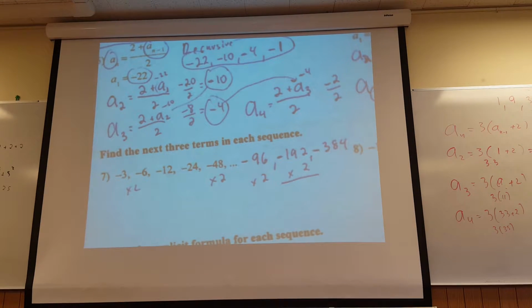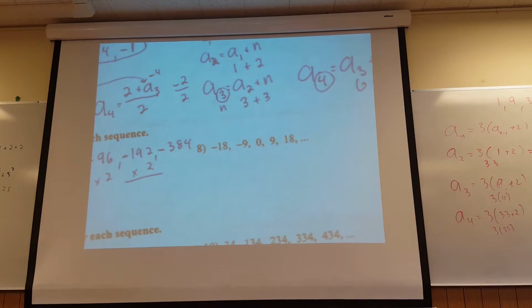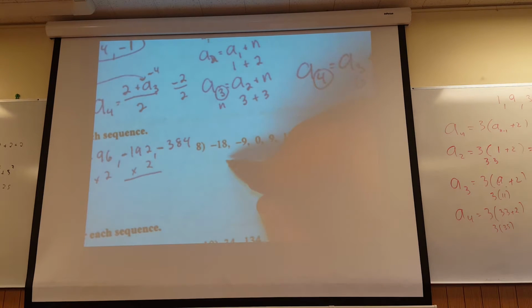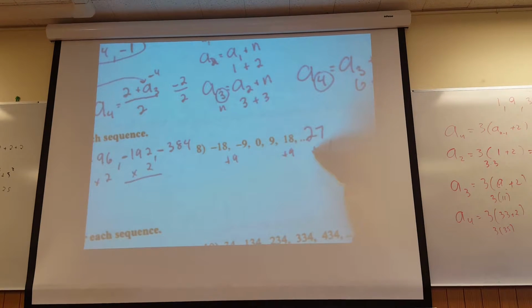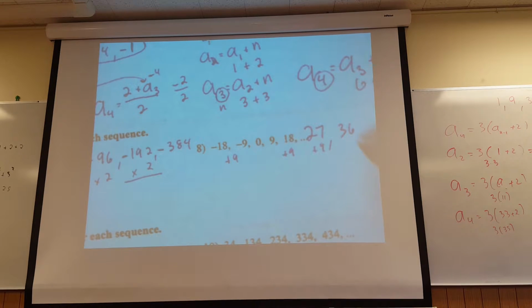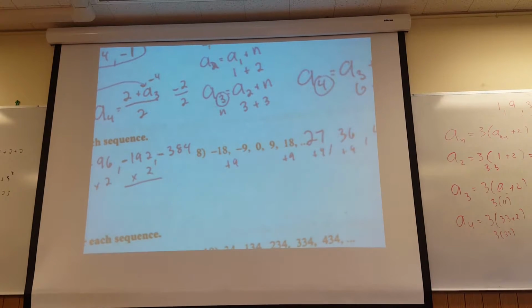All right, how about there on 18? What's happening on 18? So we add 9 each time. So if you add 9 to 18, you get 27. And if you add 9 again, you get 36. So if you add 9, you get 45.